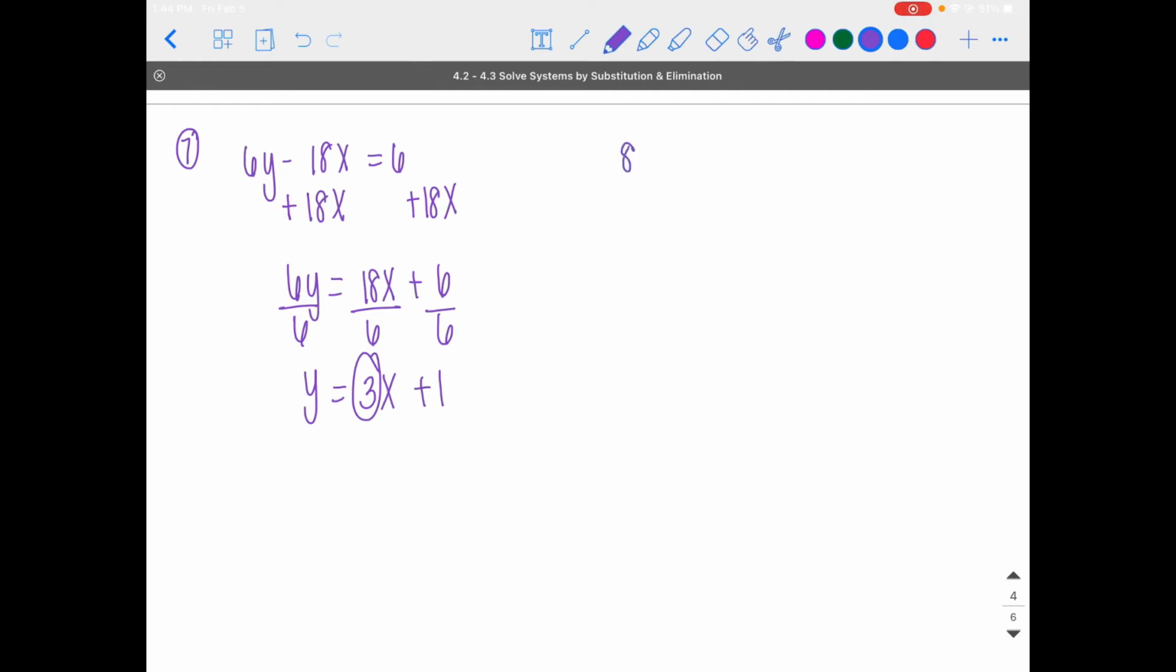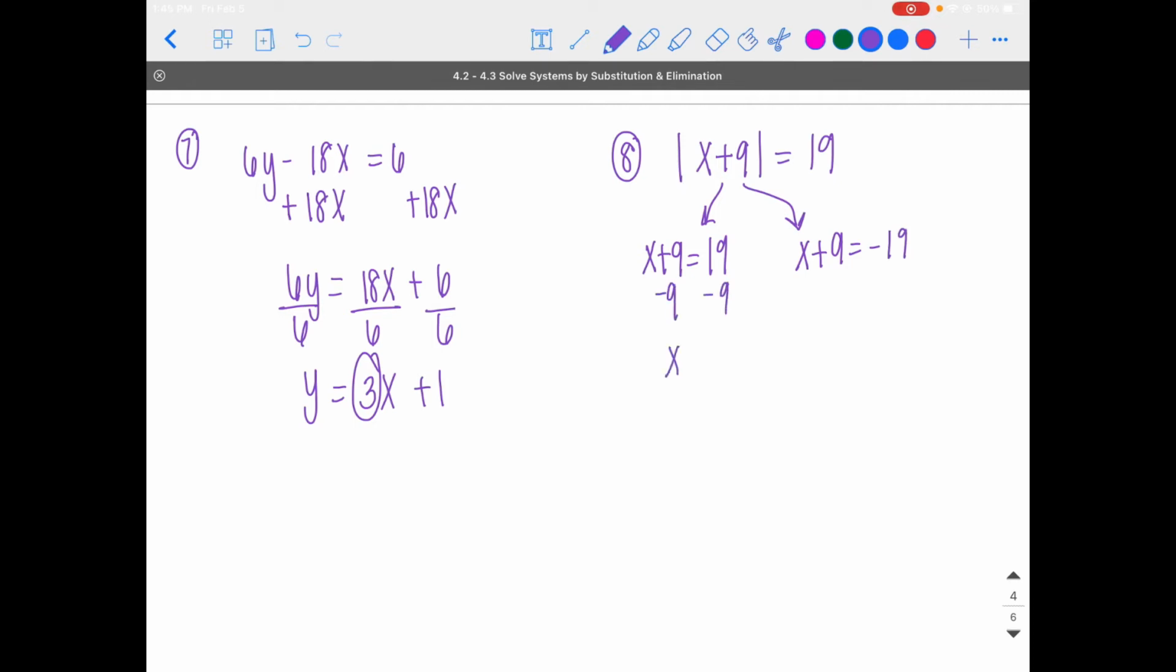All right, absolute value, number 8. Absolute value of x plus 9 equals 19. I think we've had this exact question before. So if we have x plus 9, we're going to set that equal to 19. And we set it equal to -19. So if we subtract 9, we get x equals 10. Subtract 9, we get x equals -28.